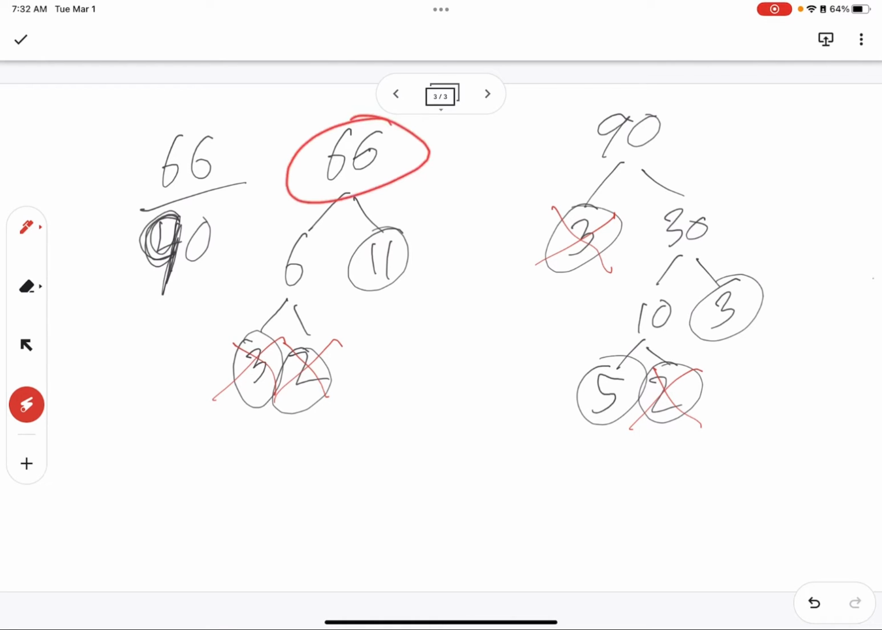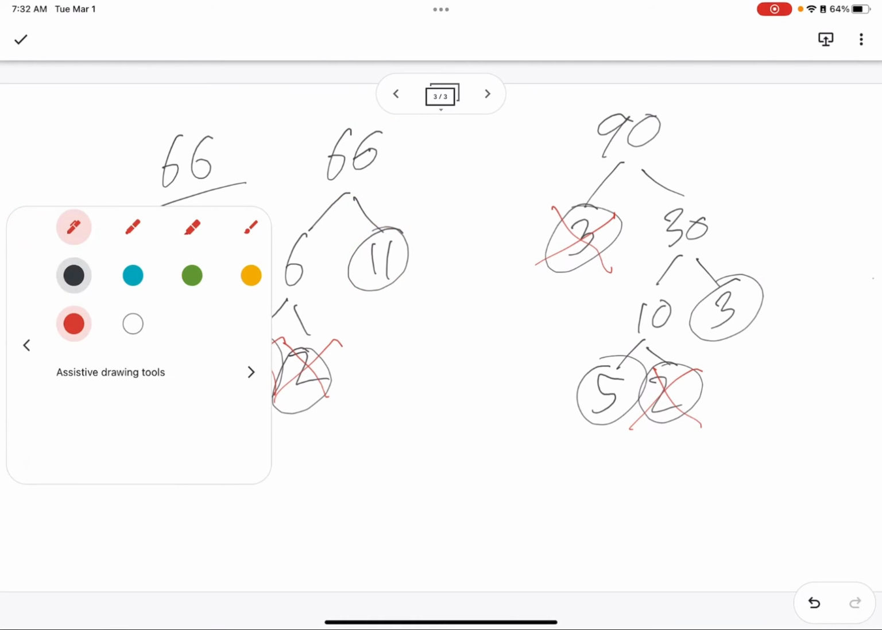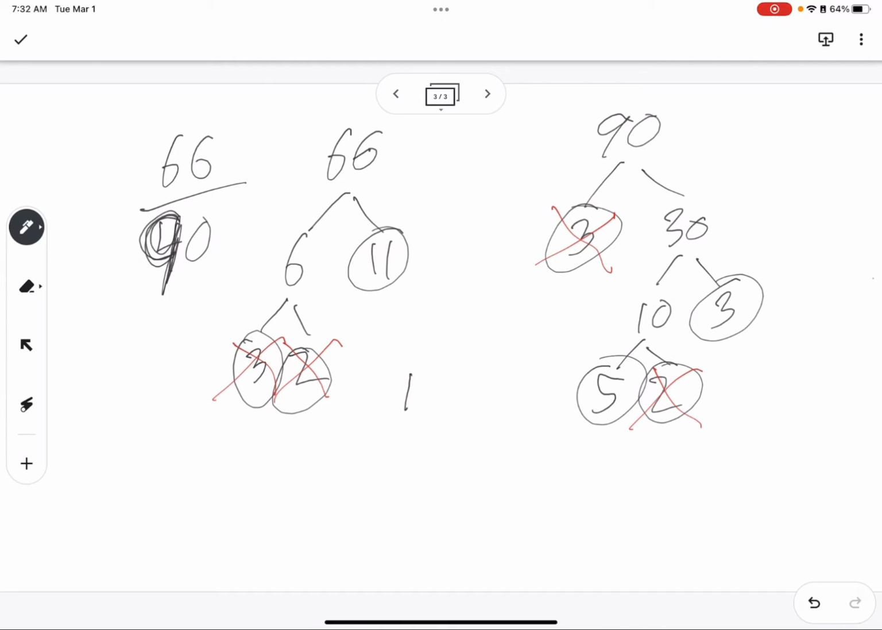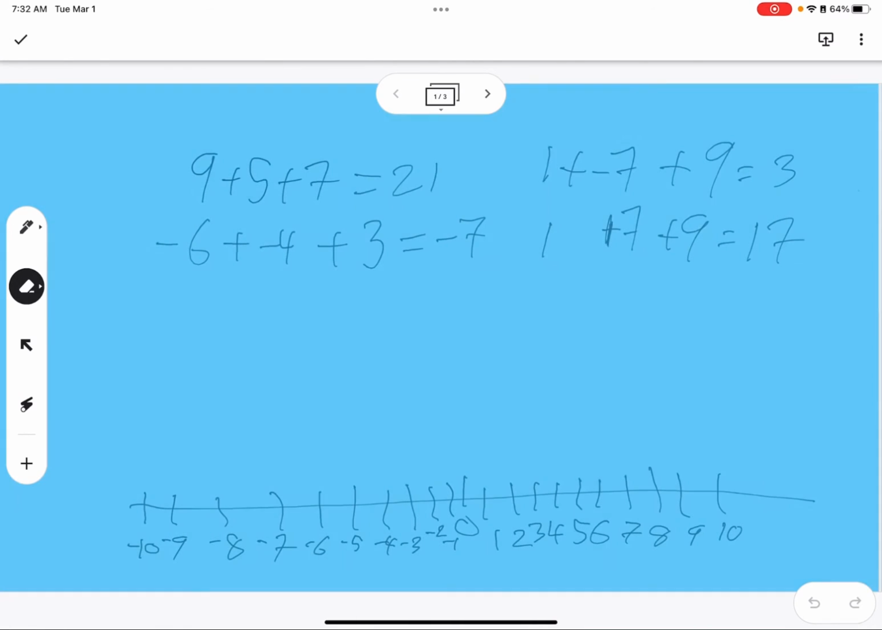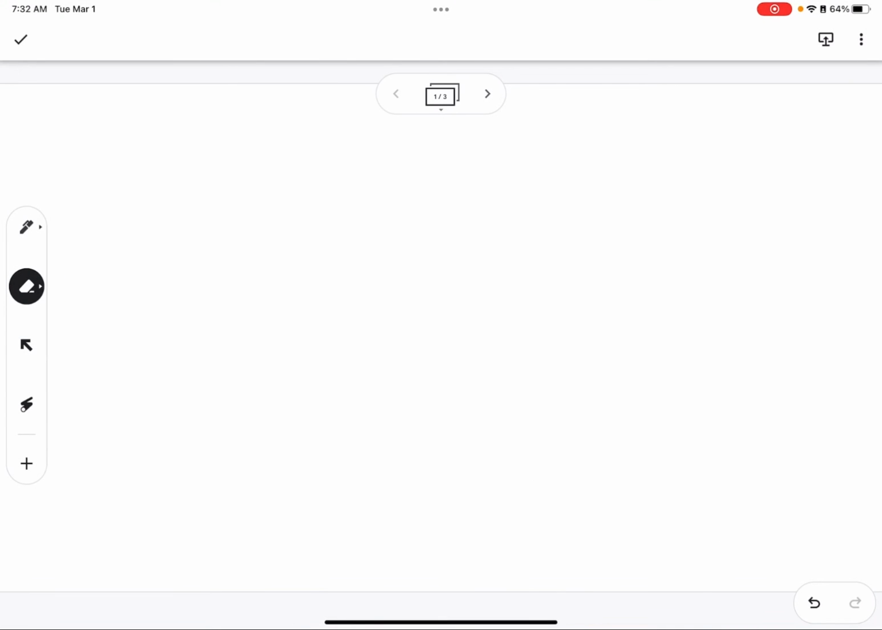So my 66 becomes 11. So my numerator is 11. And under the 90, I have a 5, and I have a 3 left. So I'm going to multiply 5 times 3 equals 15. So simplifying, 66 90ths becomes 11/15, okay?